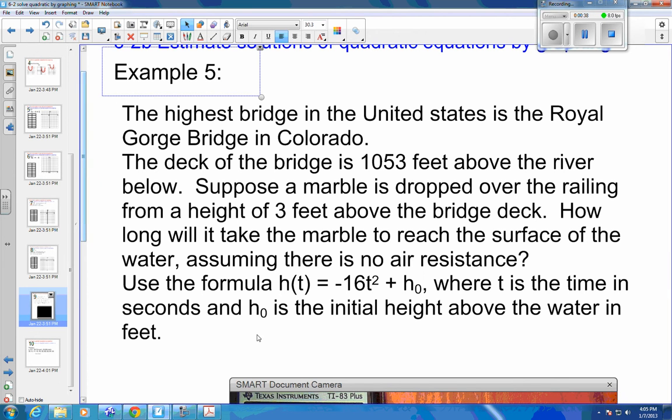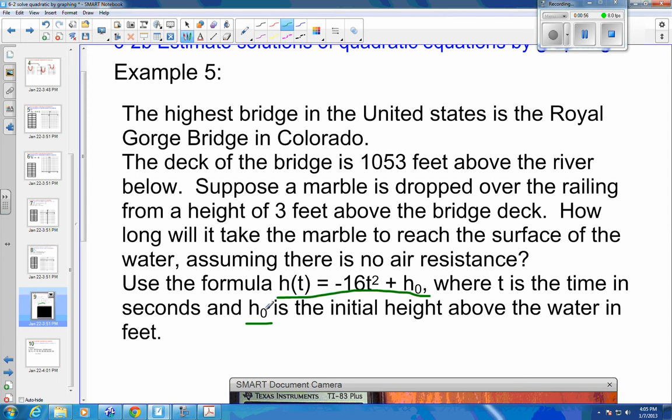And then they give you the formula, so that's kind of nice. We don't have to do much other than use our formula right here. Where T is the time in seconds it takes to drop, and H naught, that's how we read that, that's a naught, is the initial height above the water in feet. This comes from physics class.